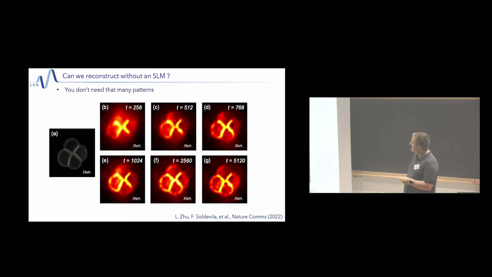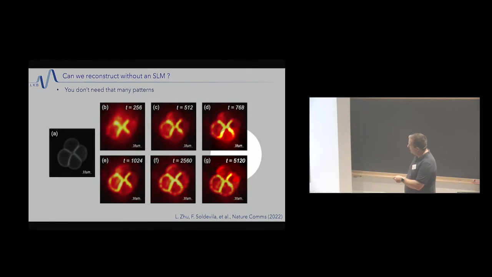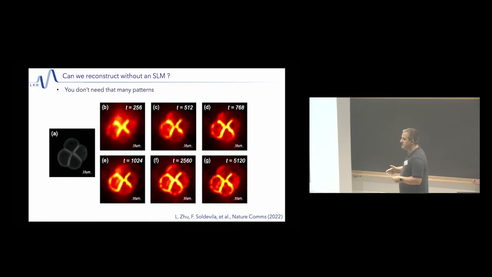And you don't need that many patterns. This is just to show you that you don't need thousands of patterns, just a few hundred patterns, which you can get very quickly with a rotating diffuser. You're not limited by the speed of the SLM. You can get some decent reconstruction of your initial object. Of course, as you increase the number of patterns, it gets better and better, but you can choose to stop depending on your stability or time of measurement.